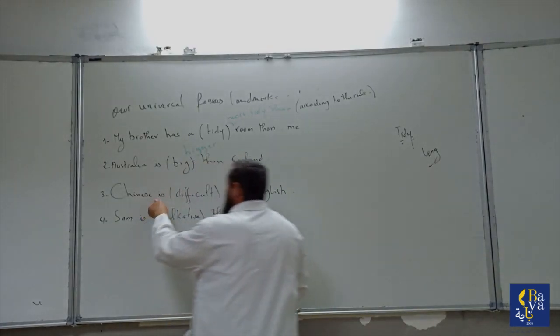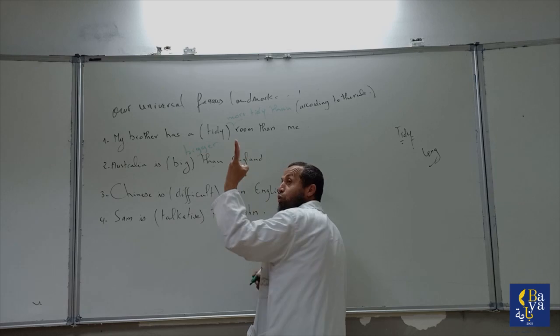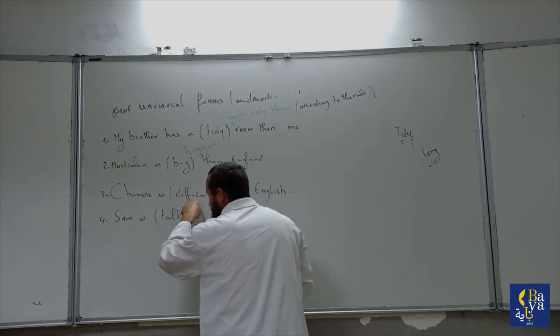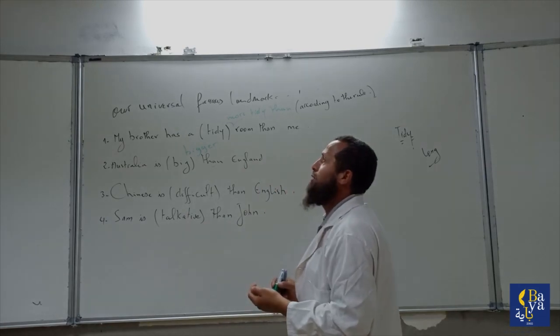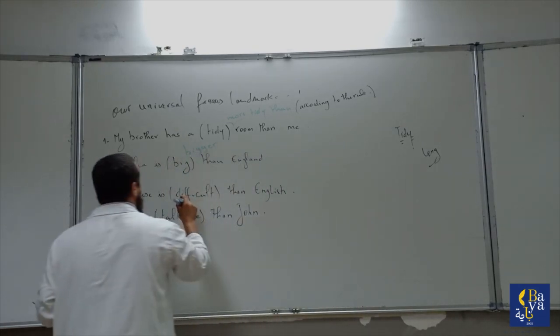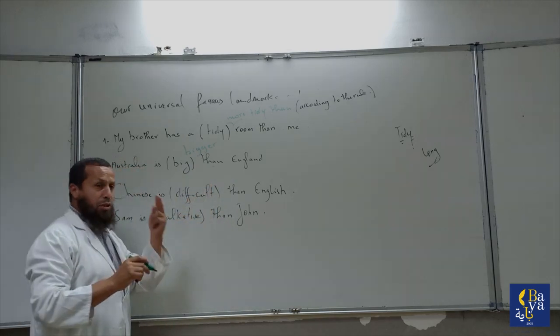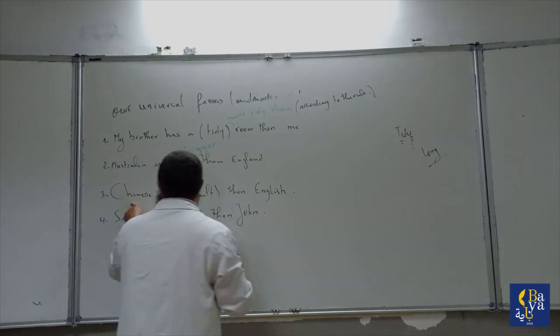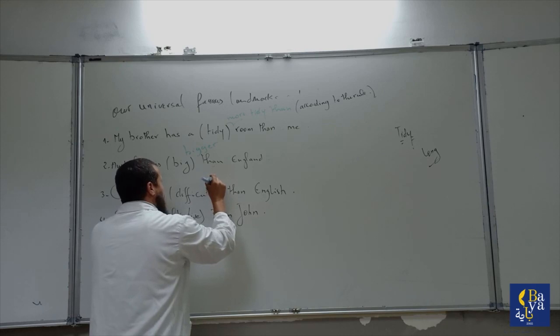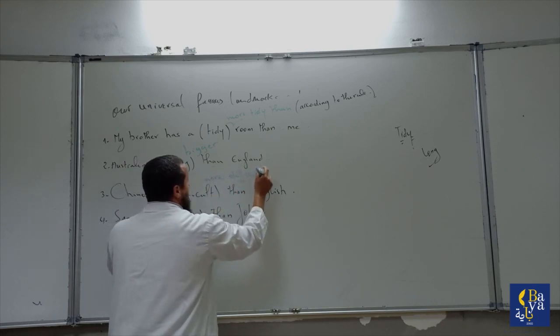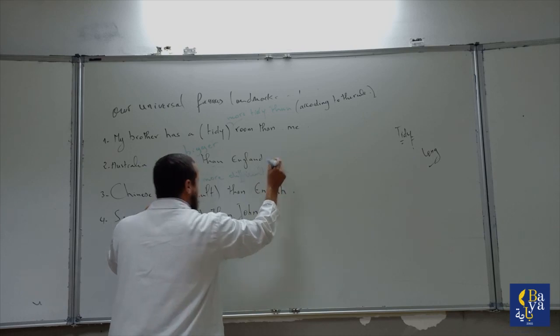On the other hand, Chinese and English, two things, two languages, difficult. How many syllables do we have in difficult? We have one, two, three syllables, long adjectives. So Chinese is more difficult than English.